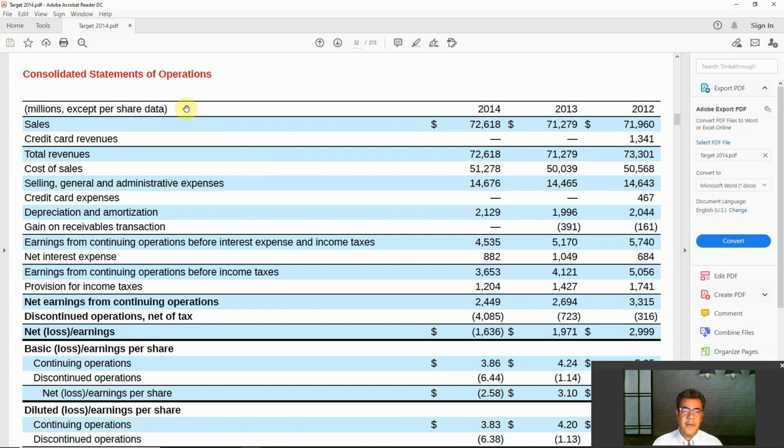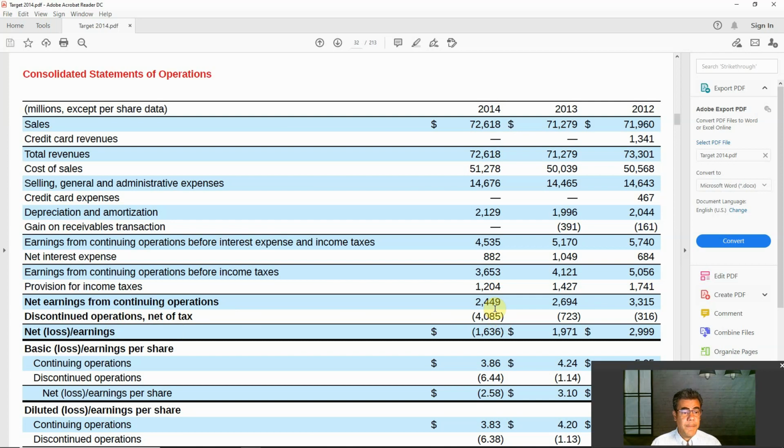So we have the income statement, or what they call the statement of operations: sales, cost of sales, and so on. Net earnings from continuing operations, 2.5 thousand here, but it's in millions, so almost 2.5 thousand. Then right below it, discontinued operation for $4,000. So it moves from net earnings from continuing operations to discontinued operation, net of tax.